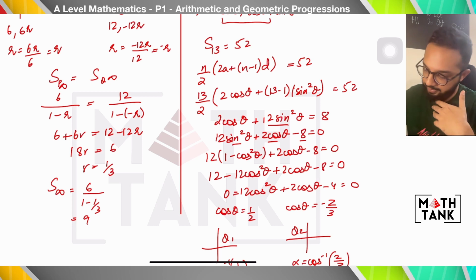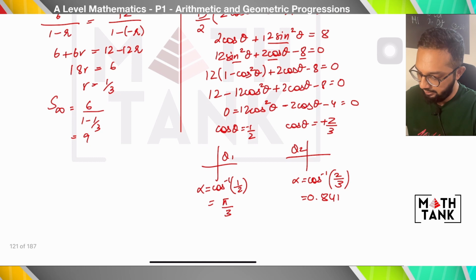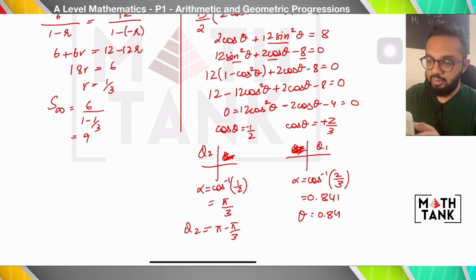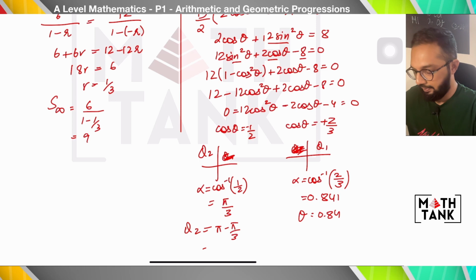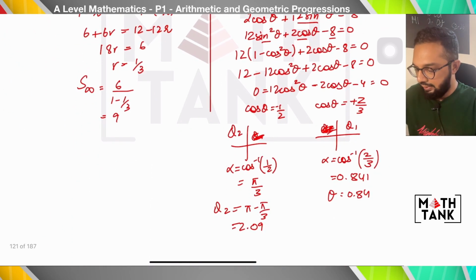Oh, I messed up a sign. This is minus 1 minus 2 cos theta. So this would be minus and that would be plus, which is why I was getting the wrong quadrants. So this is quadrant number 1 and this is quadrant number 2. Quadrant number 1 gives me 0.841 and quadrant number 2 gives me pi minus pi over 3, which should be the other answer, 2.09. I think those are the correct answers.